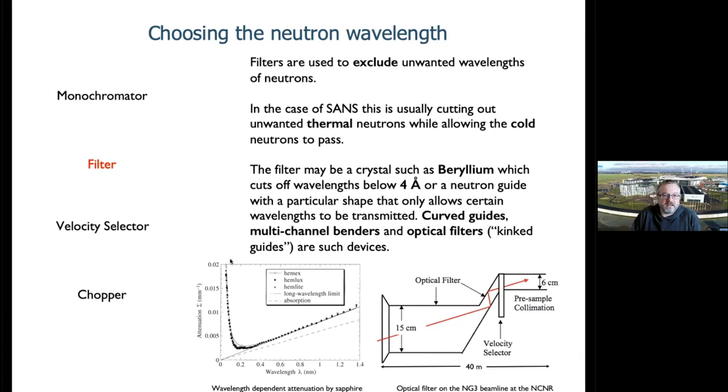And here's another example of a filter. This is sapphire, and you can see this is the attenuation curve. Whilst we get strong attenuation at very short wavelengths, there is still also some attenuation at long wavelengths. So something like sapphire is not terribly optimal if you want to use, say, 8 or 10 angstrom neutrons, but it can be quite good if you're interested in 3 or 4 angstrom neutrons.